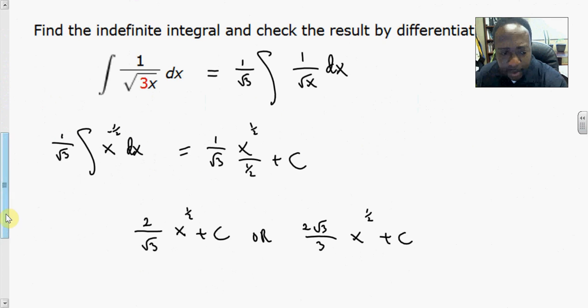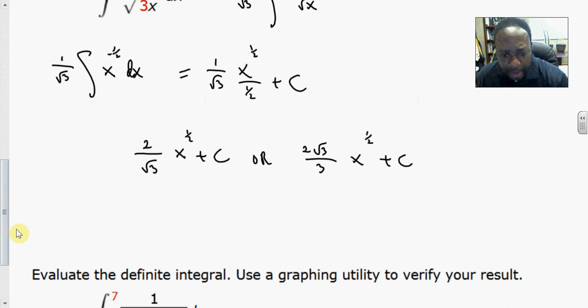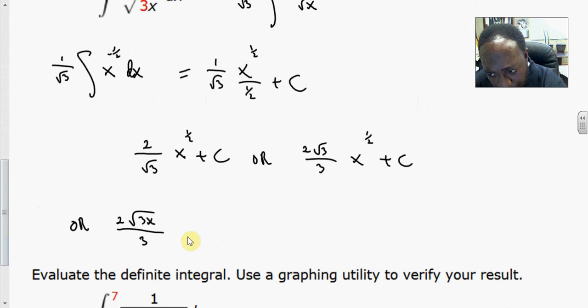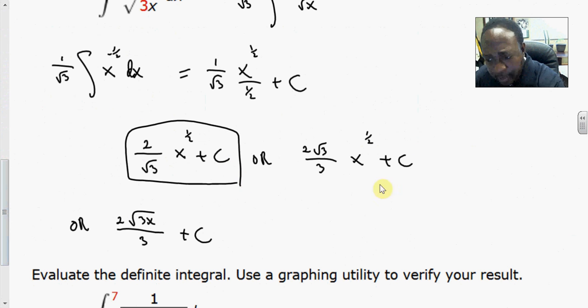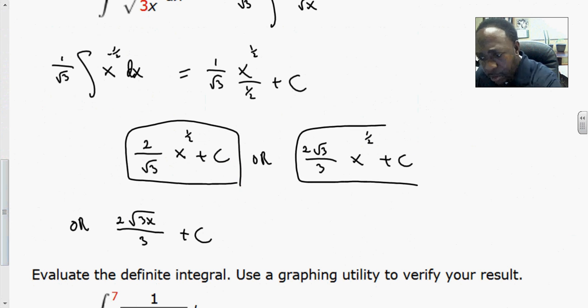It's like 4 or 5 ways you can write the answer. You can put that x with the radical, if you will. Say this is 2 times the square root of 3x all over 3 plus some constant. So whichever floats your boat, whatever that means, right? Or that, doesn't matter.